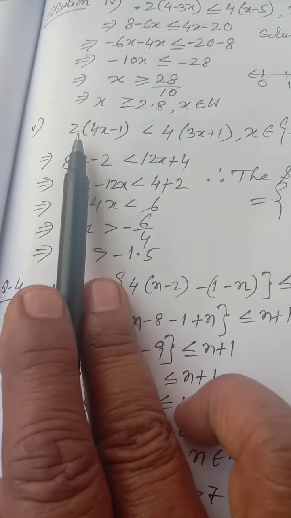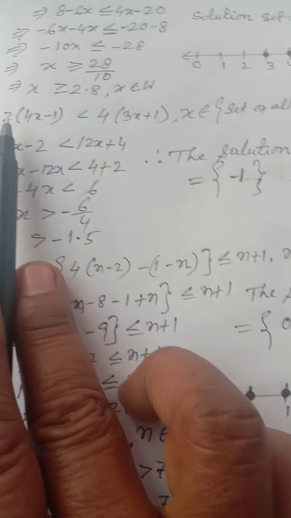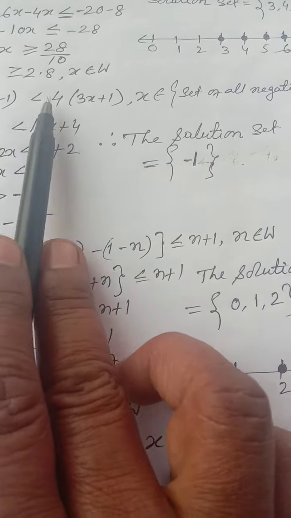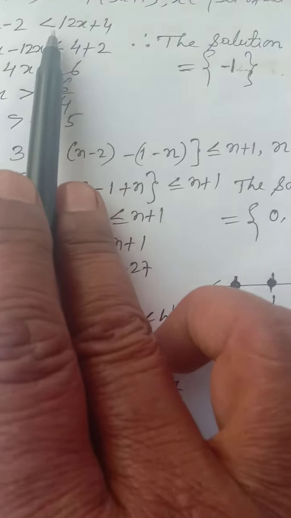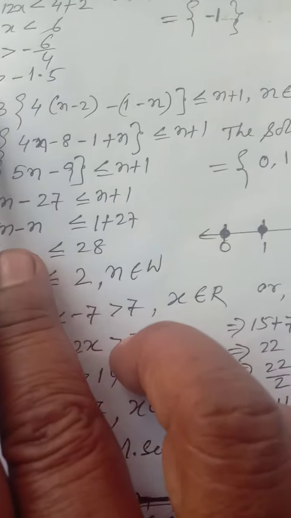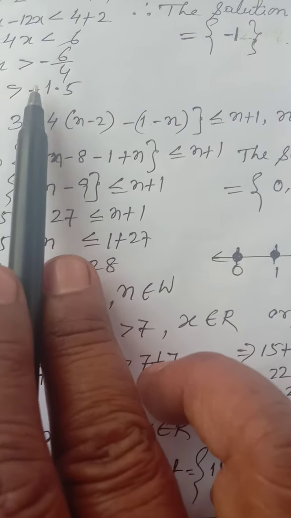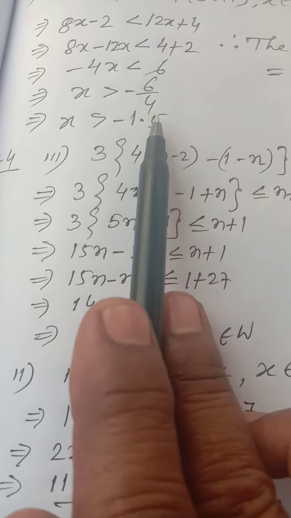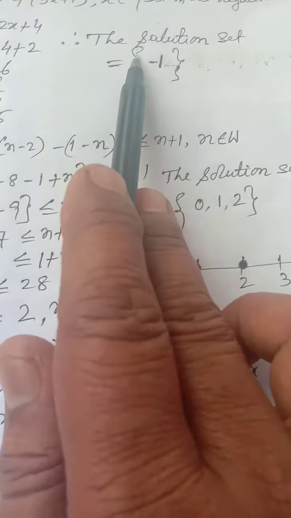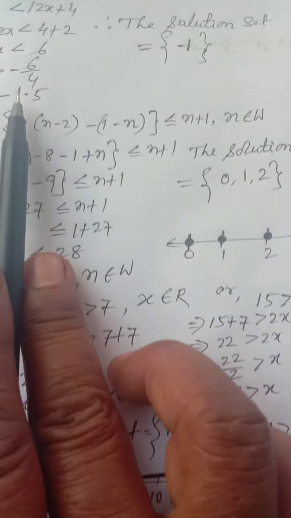Now question number 3, fifth one. See, 2 into 4x minus 1 is less than 4 into 3x plus 1. If you solve it like a linear equation and transpose, x becomes greater than minus 1.5. Minus 1.5 is the value where the solution set is all the negative integers.